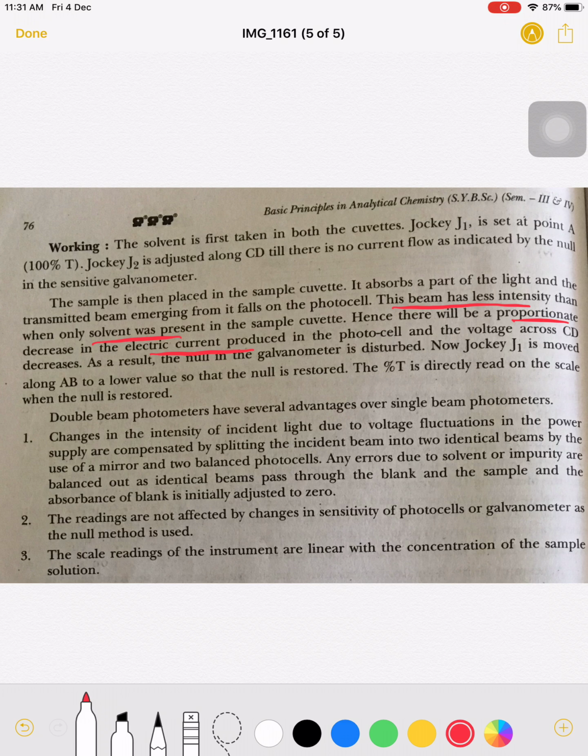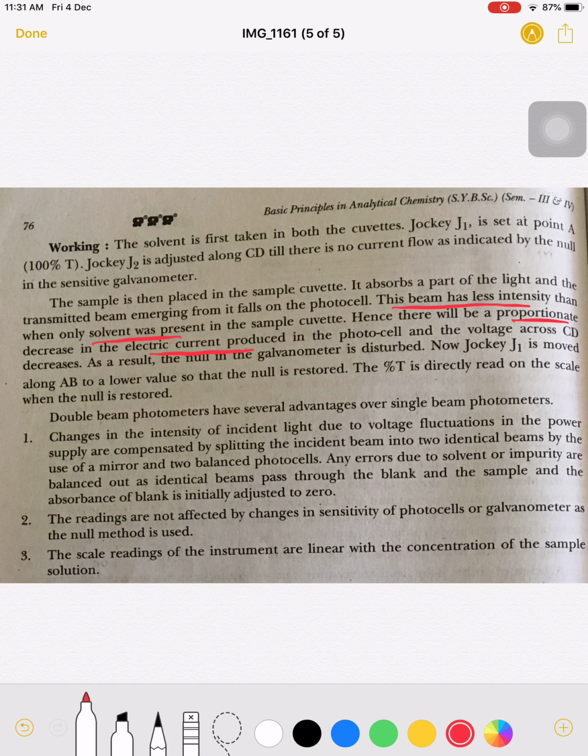So this is the simple working. If the sample absorbs the incident radiation, then there is a change in the potential gradient across AB and CD. Due to the change in potential, there is a disturbance in the galvanometer, and because of that we can determine the transmittance value.